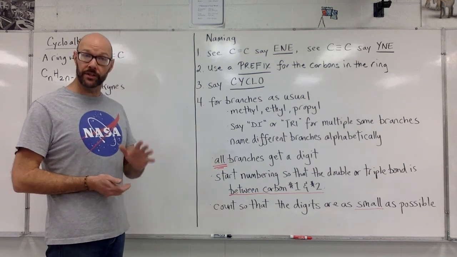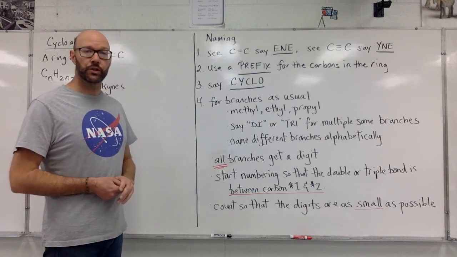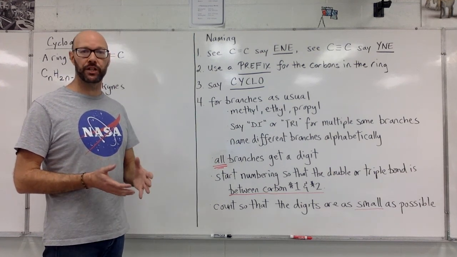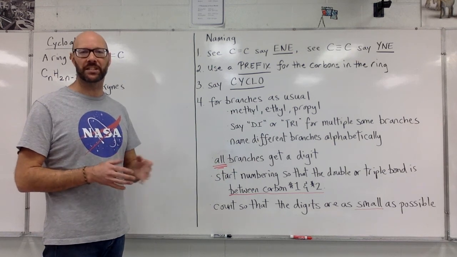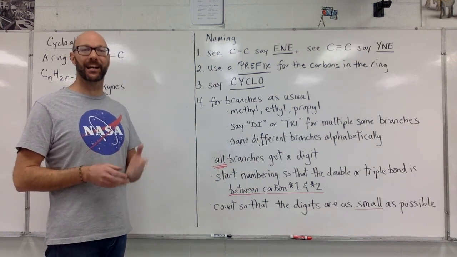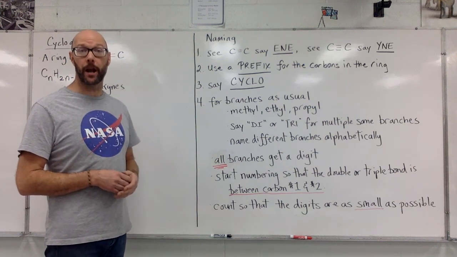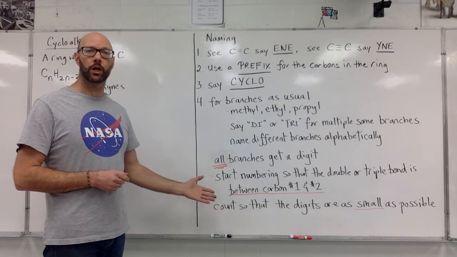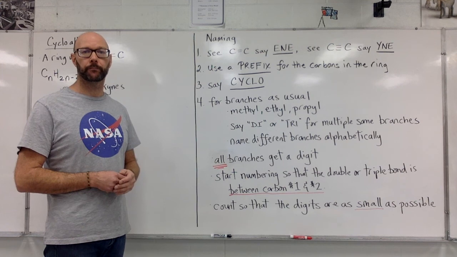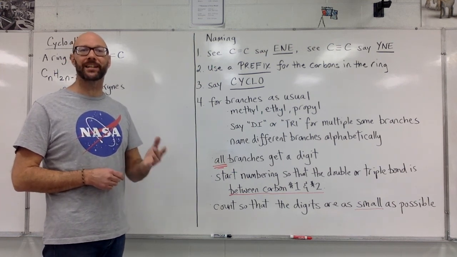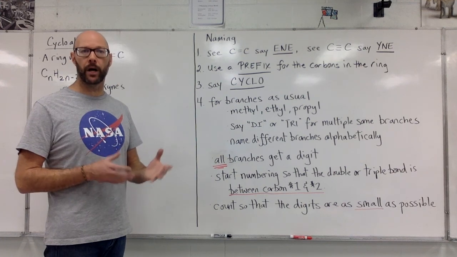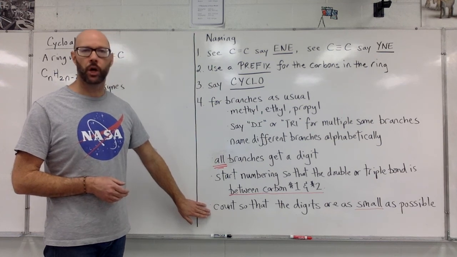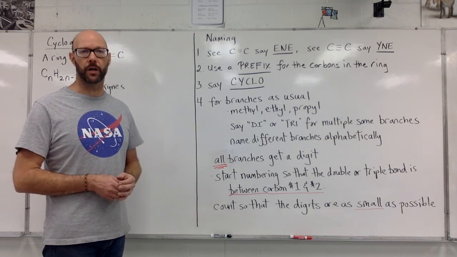We're going to start numbering. Here, this is a little bit different. We're going to start numbering so that the double or the triple bond is in between carbon number 1 and 2. That's a different procedure than we used for cycloalkanes. For cycloalkanes, we started numbering at a branch. Here, we're going to start numbering at the double bond or the triple bond, so that the double or triple bond is in between carbon number 1 and carbon number 2. We still have the option to go clockwise or counterclockwise, but that double or triple bond has got to be in between carbon number 1 and 2. And then to locate the branches, we're going to count so that the numbers are as small as possible.